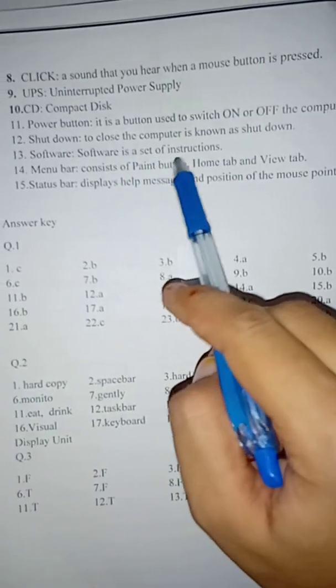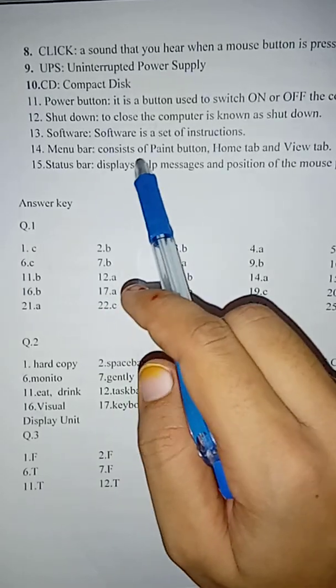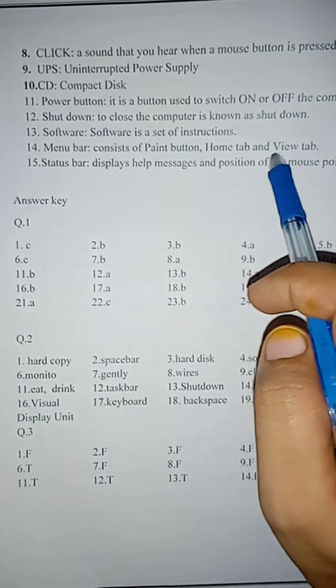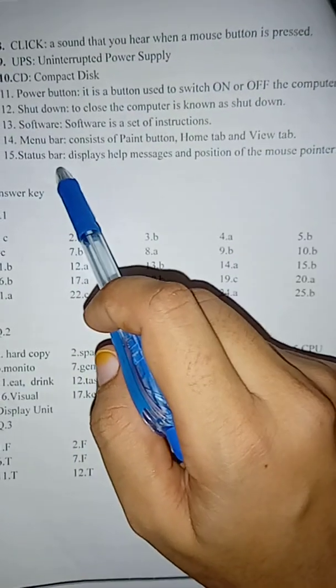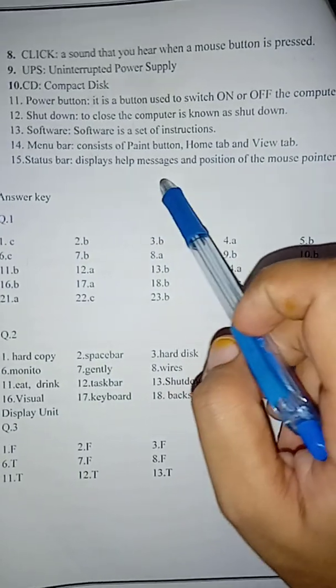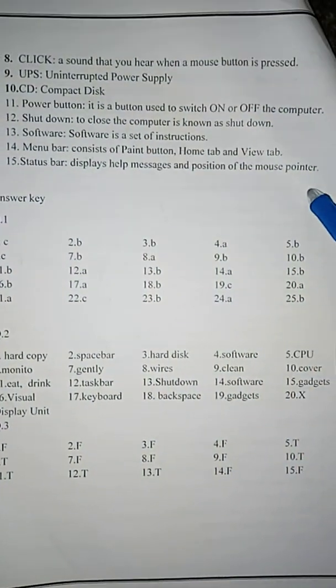Software is a set of instructions. Menu bar consists of Paint button, Home tab and View tab. Status bar displays help messages and the position of the mouse pointer.